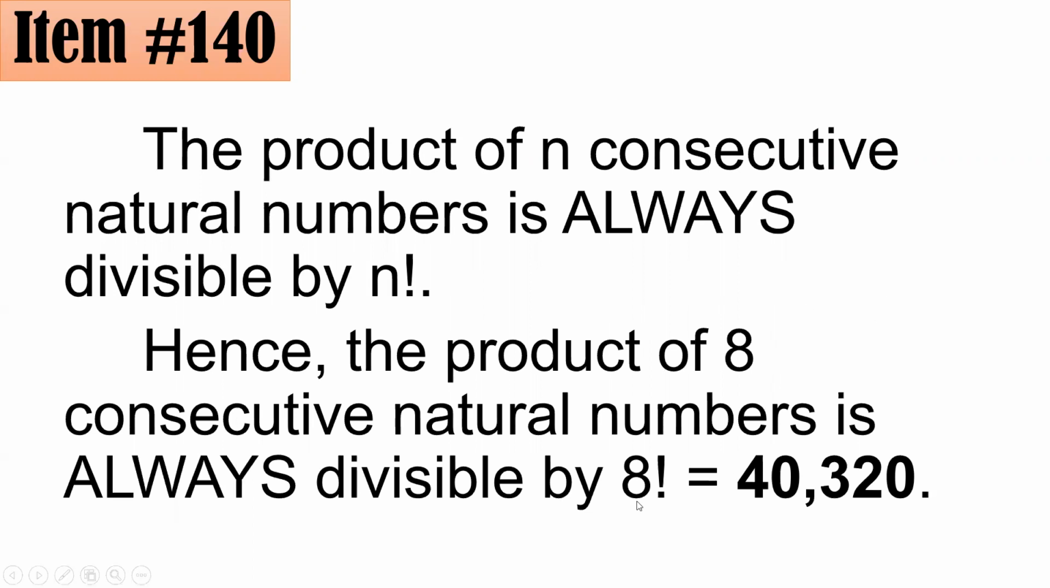And if you see this, no, 8 factorial, the one with the exclamation point, means 8 times 7 times 6 times 5 times 4 times 3 times 2 times 1, or simply the product of all the whole numbers from 8 all the way down until 1, and that gives you 40,320. Letter B. So if you got this item, okay.